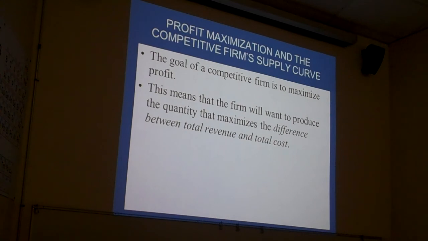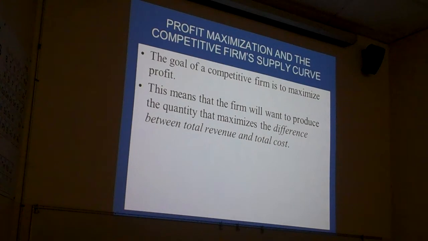Write this down. And then I'll show you the table. So the goal of the firm in a competitive market, or any firm really, is to maximize profit. Remember the cost curves we talked about earlier: average fixed, average variable, average total. There's a point where average total cost is minimized, which is called the efficient scale.